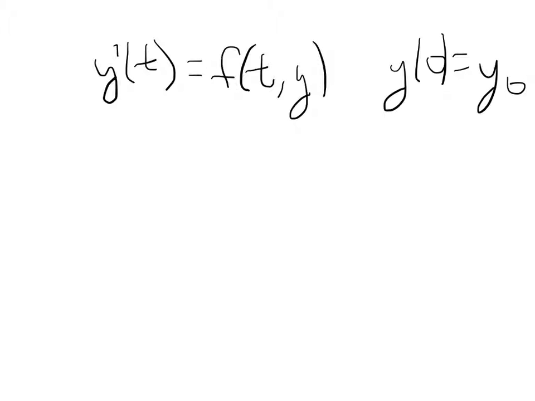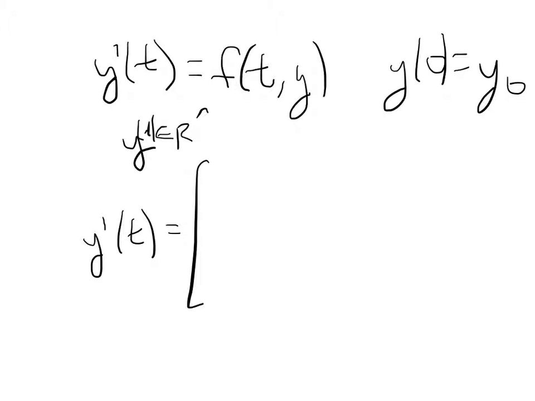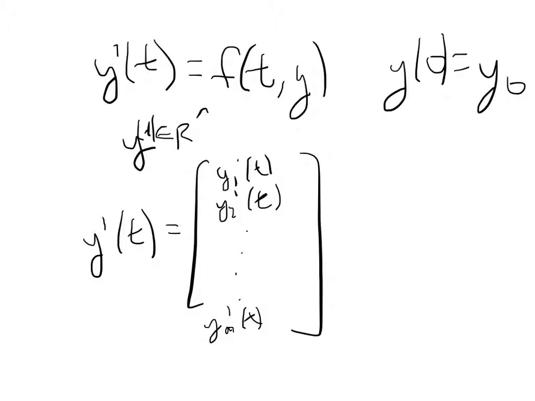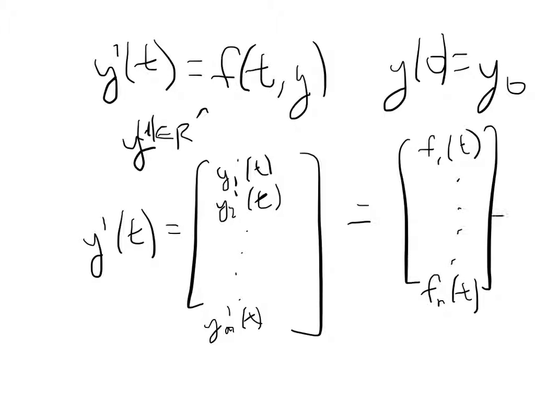Notice that y could actually be in the space R^n. So y of t is in R^n, and we can formalize that by defining it as a matrix of y sub 1 prime of t, y sub 2 prime of t, etc., all the way to y sub n prime of t. We can also make this equal to f1 of t all the way down to fn of t, which is then equal to our f of t.